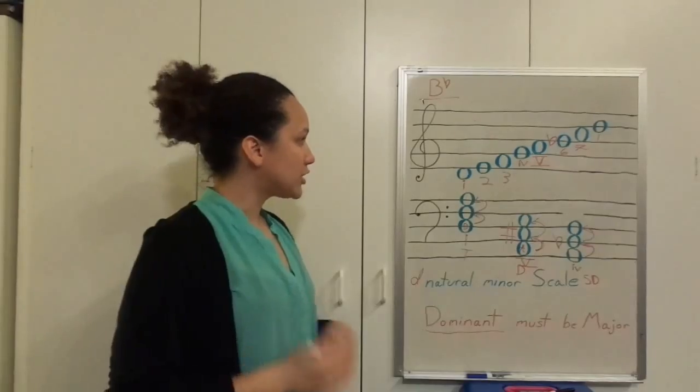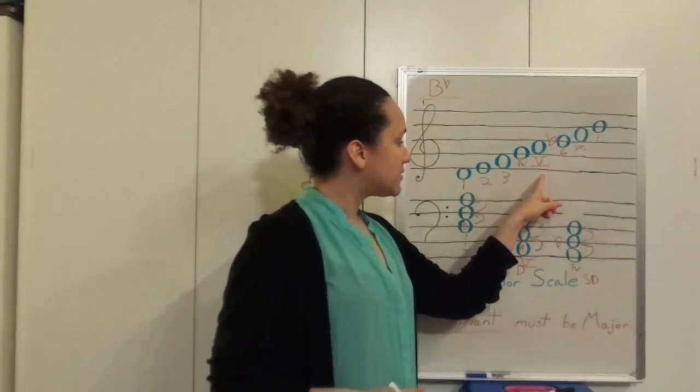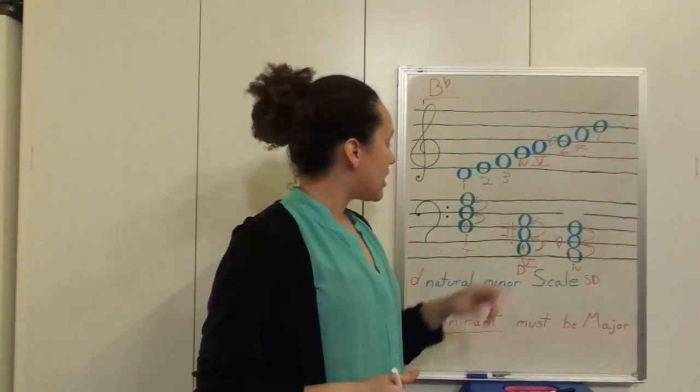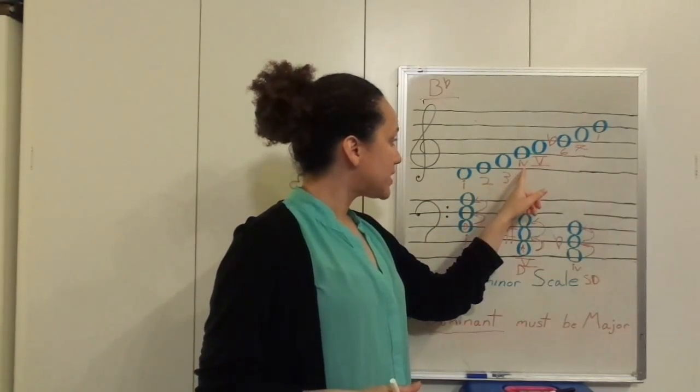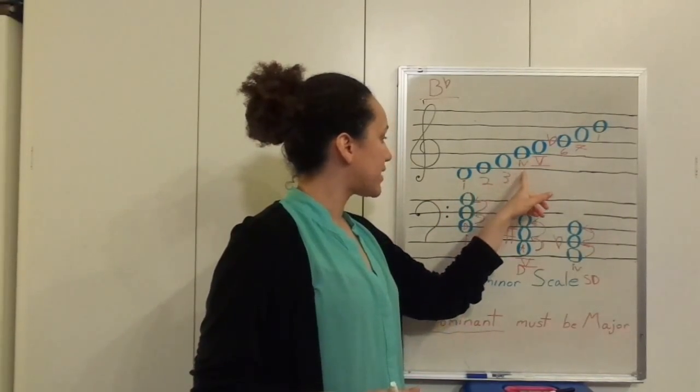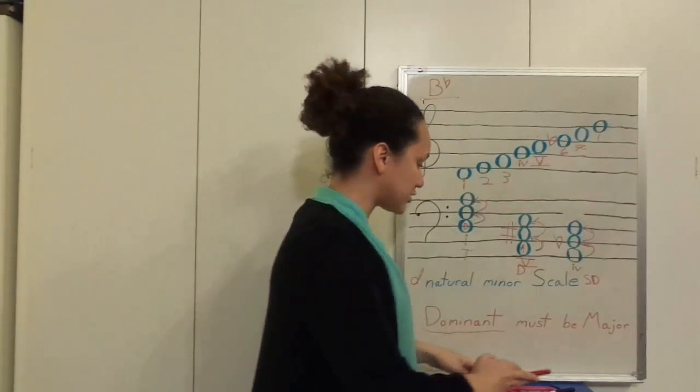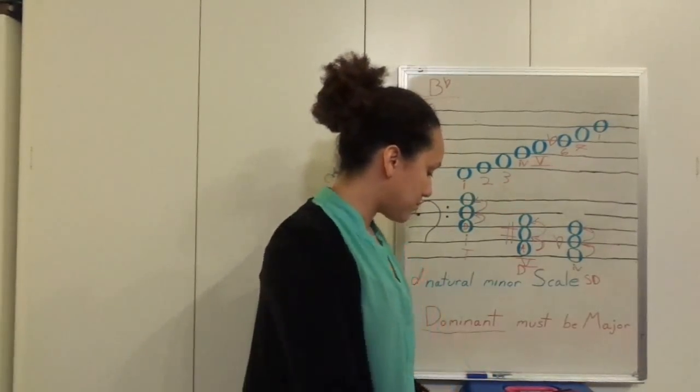Dominant is major, so the V for 5 is capital. The tonic and subdominant are minor, in the minor key, so we leave them as lowercase in minor.